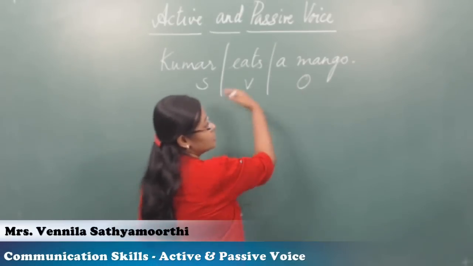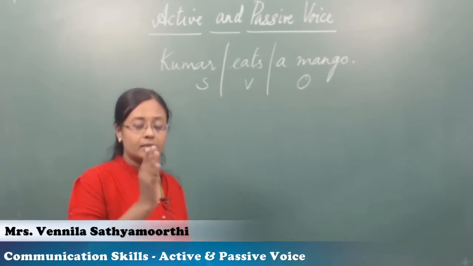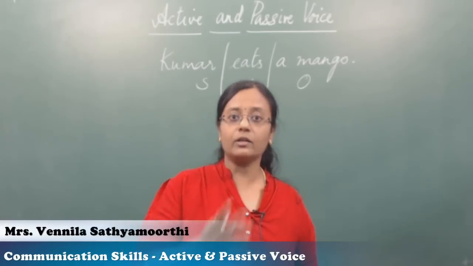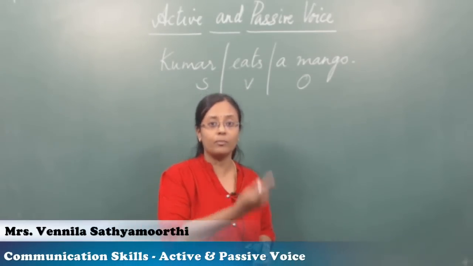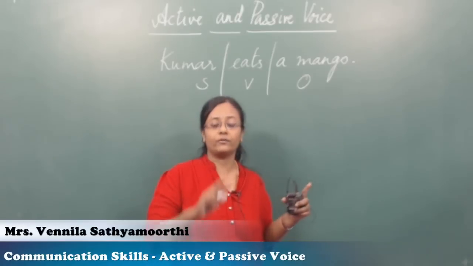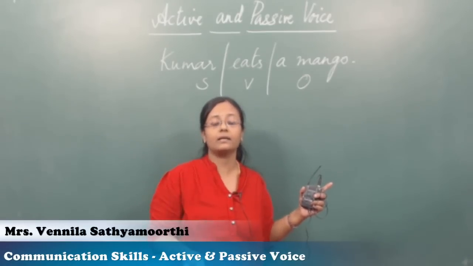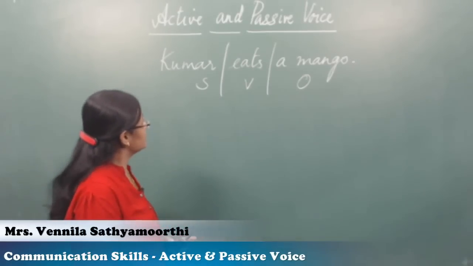The rest of the sentence is together called the predicate, and it is the predicate that we again divide into the verb and the object, or the verb and the adjunct, or the verb and the complement. Sometimes we have two objects, the direct and the indirect. We will see all those sentences.